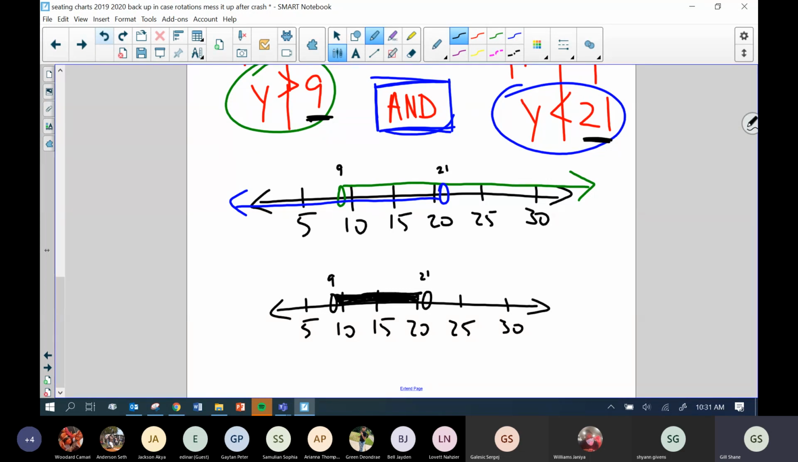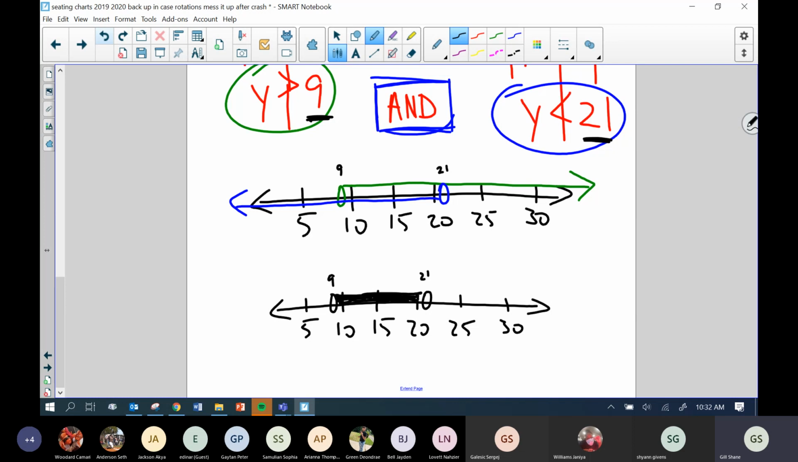So that is my final solution for an AND problem. I have to draw a separate graph. If it was an OR problem, you only have to graph one time. You graph both inequalities, but you just do them both on your first graph, and then that would be your final answer if it's an OR problem.